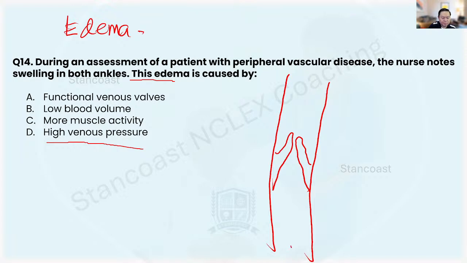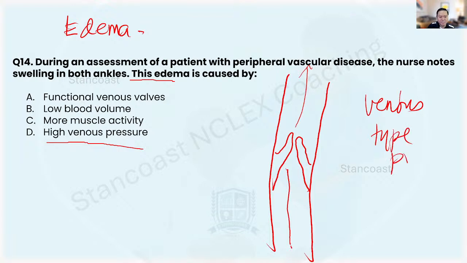Supposedly, even when the patient is in a standing position, if the valve closes when it should, when the blood passes through the valve, it goes back to the vena cava, right? Gets back to the heart for oxygenation. However, when there is peripheral vascular disease, especially the venous type, PVD, probably there is an impairment of the valve itself.